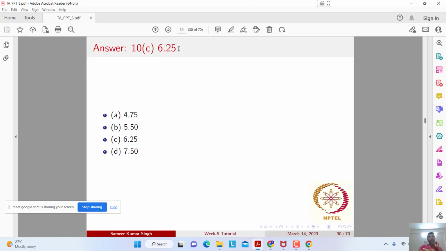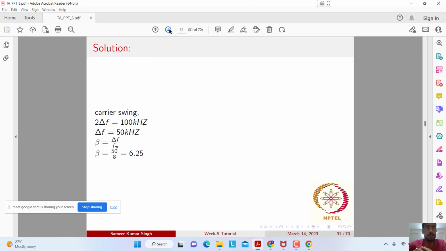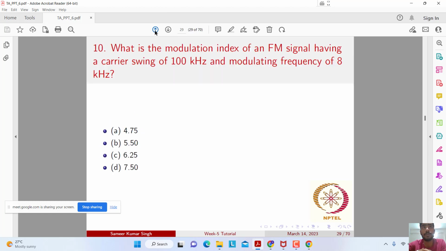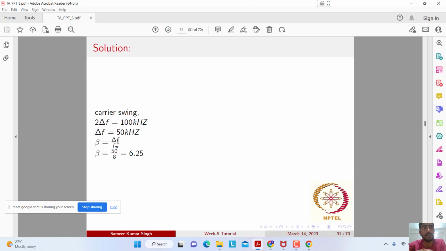The answer is C part, that is 6.25. Basically the carrier swing is represented by 2 delta f. That is 100, so from there we can get the frequency deviation, that is 50 kilohertz. We have to calculate the modulation index, beta is equal to delta f upon fm. fm is given 8 kilohertz. fm is 8, delta f is 50, so it will be 6.25. It's clear.